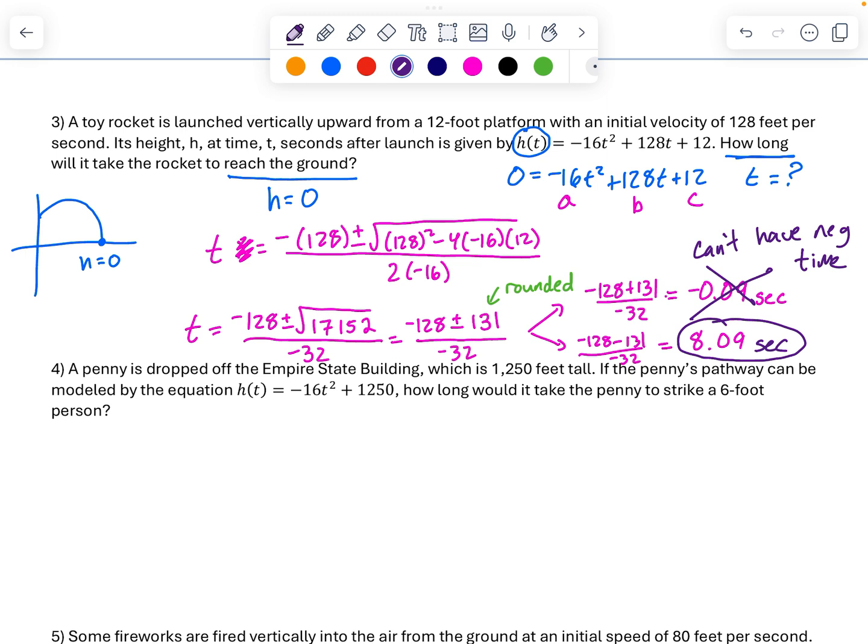The reason we get that negative time is if you look back at our original picture, this parabola extends over here. So that point would be the negative 0.09. And this point is going to be the 8.09. So it's kind of like if we'd gone backwards before we threw the rocket. So it doesn't really make sense in the story problem, but that's how it would complete the parabola.